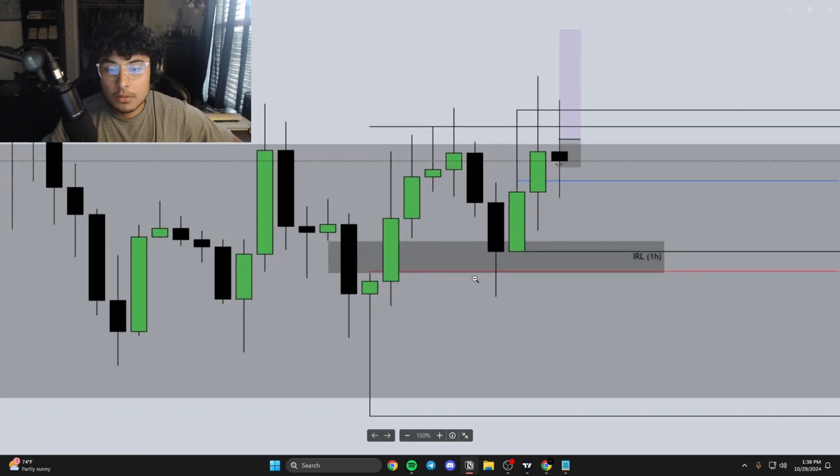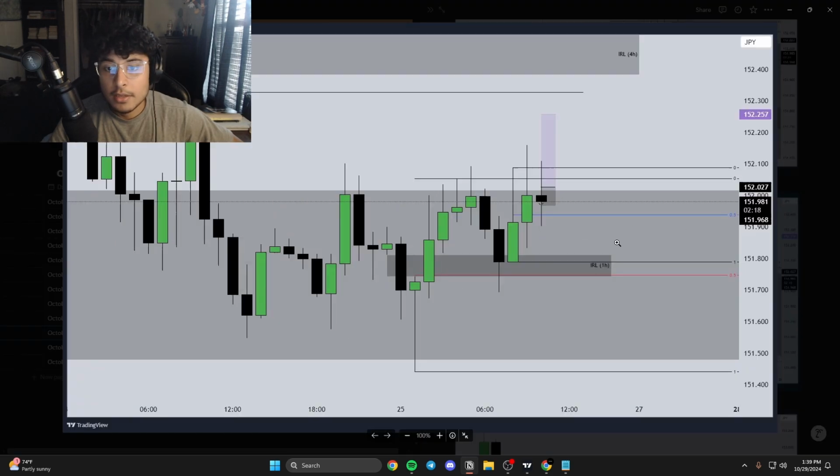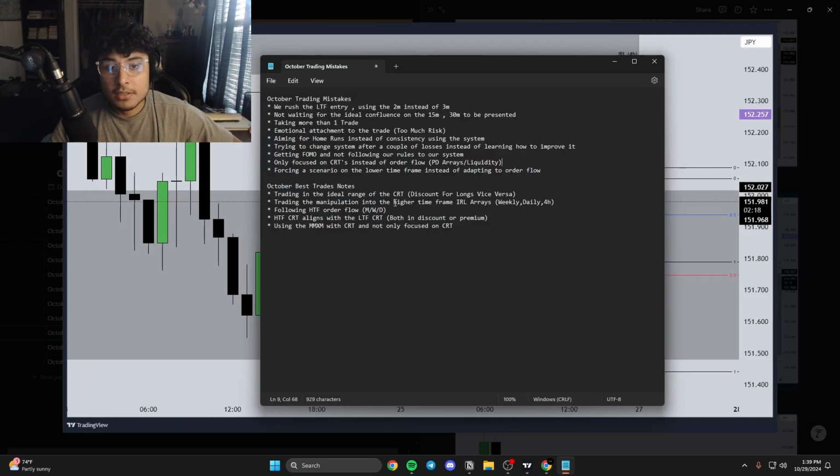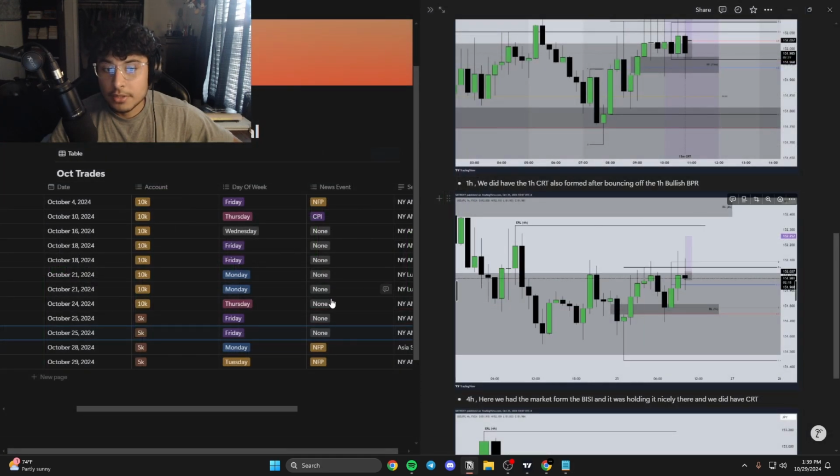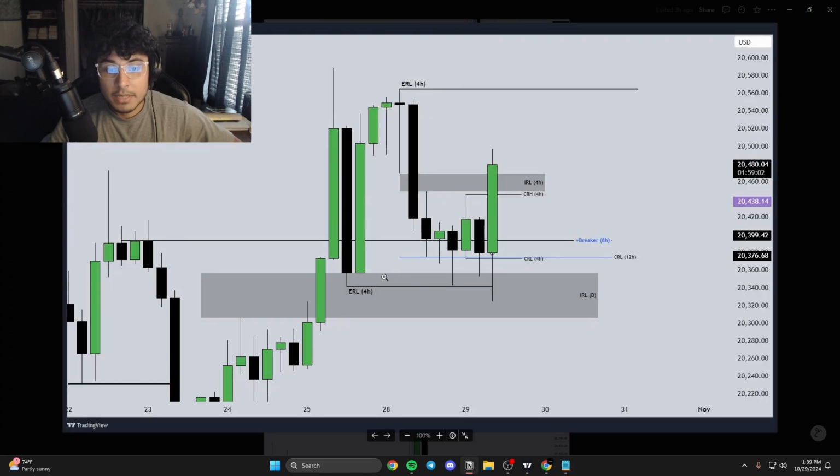Even then, the 4 hour was telling us over here, so we should have been trading somewhere around here, near the discount of the range. Anything above here is not really too ideal. So again, using the ideal range for the CRT, and then trading the manipulation into the higher time frame internal resistance arrays. What I mean by that is today's trade. Trading the manipulation is this right here.